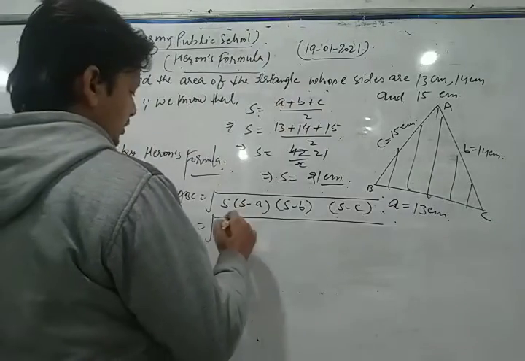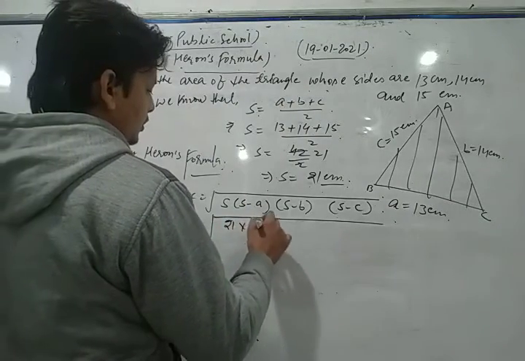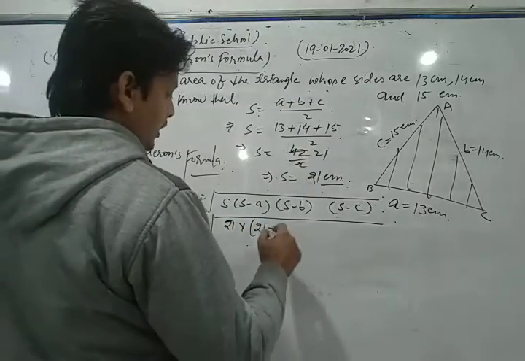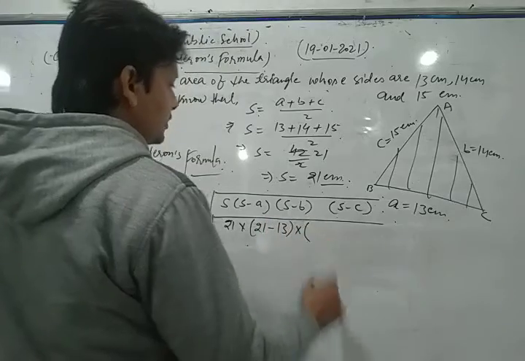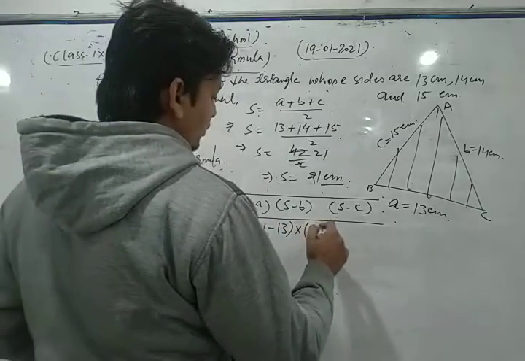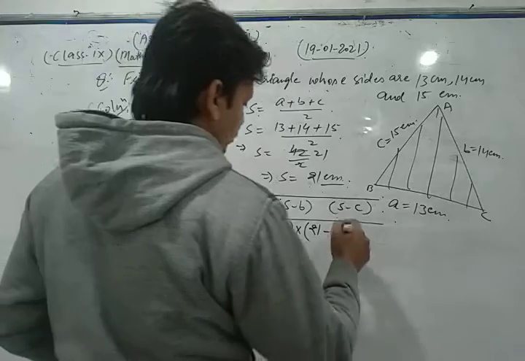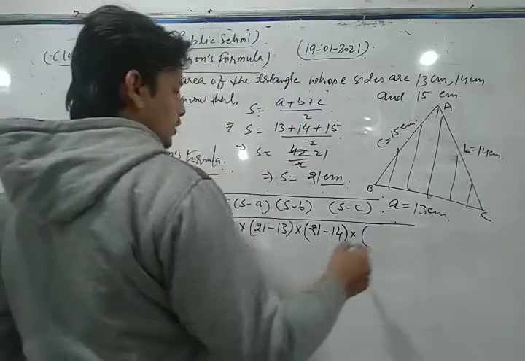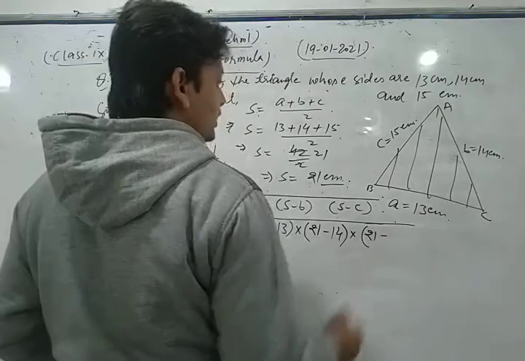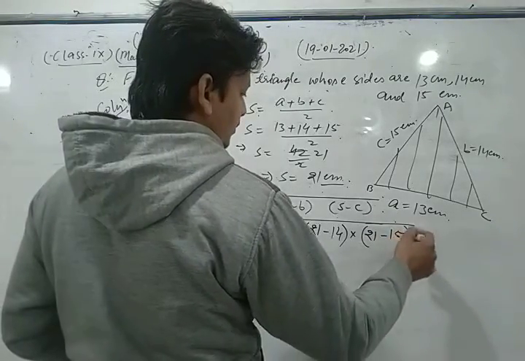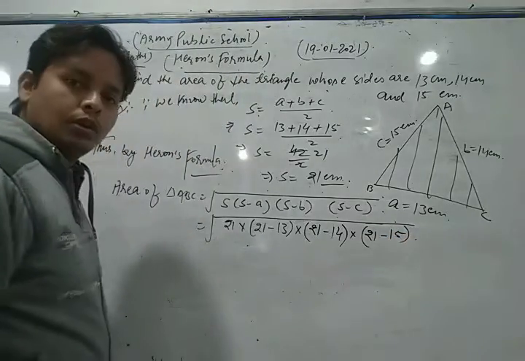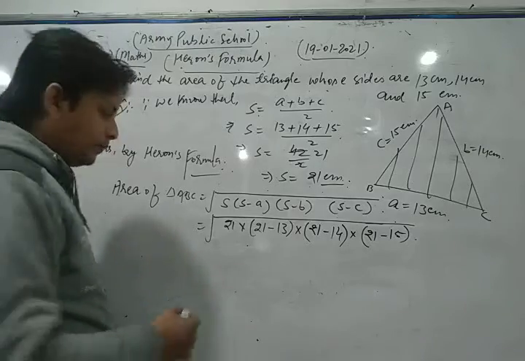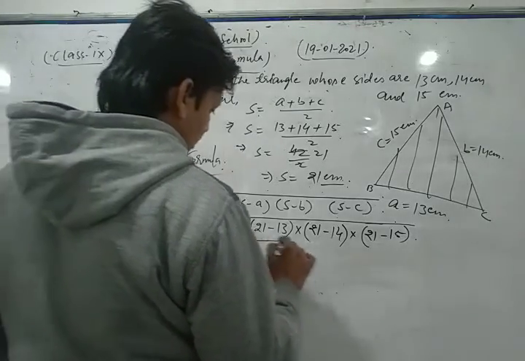The value of S is what? This is 21 into, 21 minus A is what? This is 13, into S minus B, means 21 minus B is what? 14, into S minus C, means 21 minus C is what? 15. Okay. Now what do I do? We just simplify them. So we get, let's see.